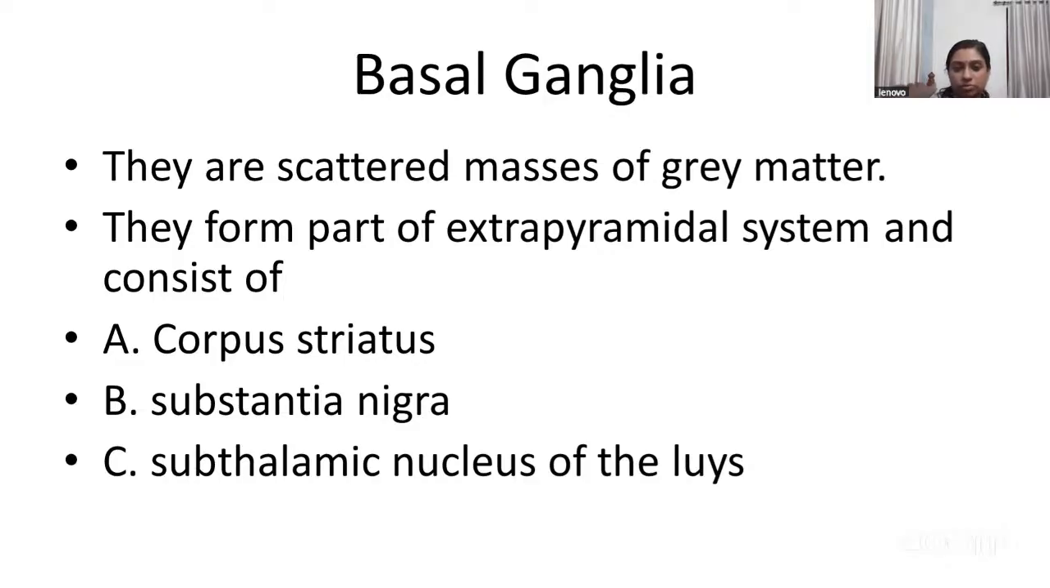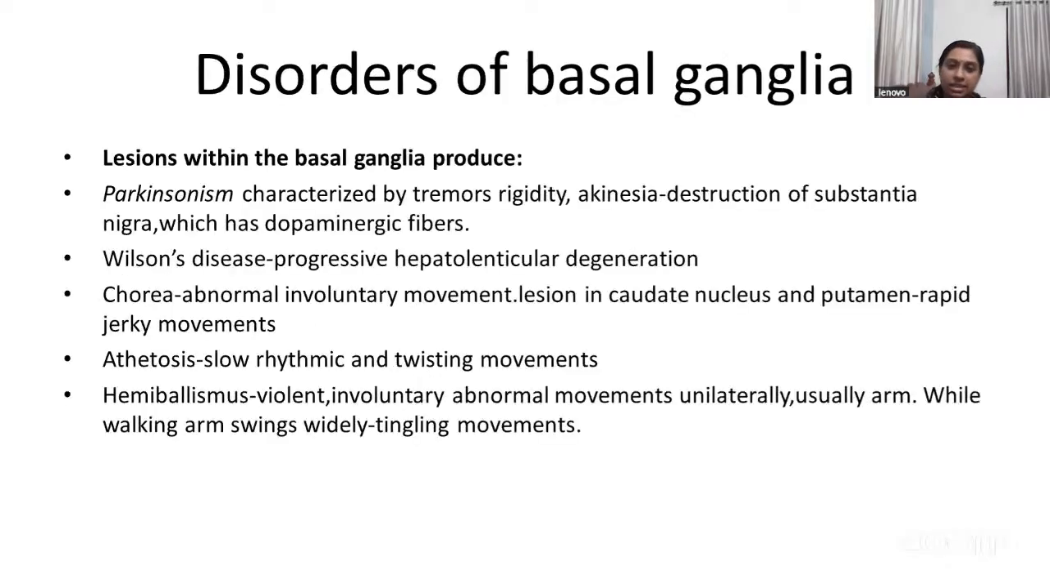Okay. So, what are the lesions or the disorders associated with the basal ganglia? There are many. First and foremost, most important is Parkinsonism. That's a disorder associated with the destruction of the substantia nigra, which is a part of basal ganglia, due to the destruction of substantia nigra, which has dopaminergic fibers. So, in Parkinsonism, what happens is the substantia nigra part of the basal ganglia is destroyed.